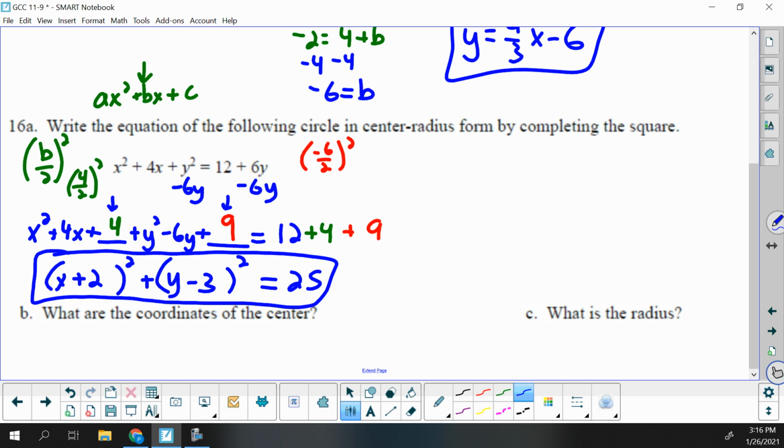From this, we can pick out our center and our radius. The center is just the opposite signs of what's in those parentheses. So we have negative 2, positive 3. And 25 is our radius squared. So we need to think what number times itself gives us 25. And that would be 5. Or you can think of it as taking the square root of the 25.